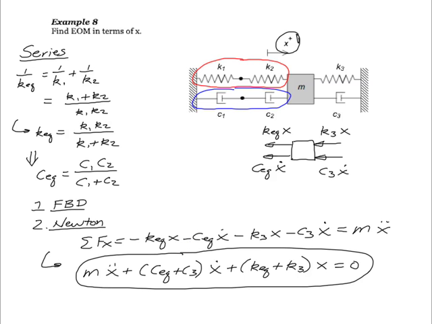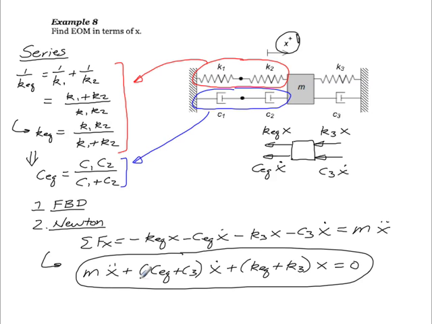So the key parts here are this. 1, replacing the 2 springs in series by a single spring of stiffness K equivalent, and then replacing our 2 dashpots in series by an equivalent dashpot of damping coefficient of C equivalent. So that was a crucial first step. And then the second part just falls in just like everything else we have done.